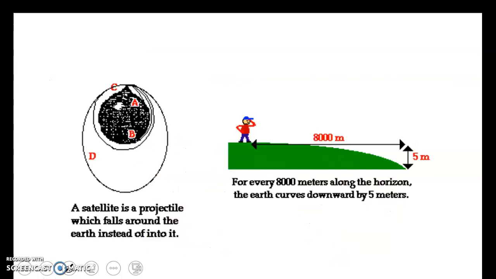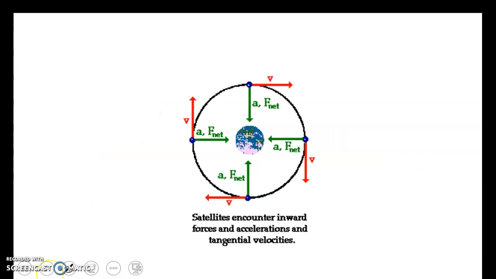So, in review from the last video, a satellite is a projectile which falls around the Earth instead of into it. So at A and B we're hitting the Earth, but at C and D we are orbiting. On the Earth's surface, for every 8,000 meters along the horizon, we get a downward curvature of about 5 meters. We know if we had a circular orbit that the satellite's velocity would go off at a tangent, and the force of gravity and the acceleration vectors would go towards the center, which in this case, for a satellite around the Earth, would be the Earth.